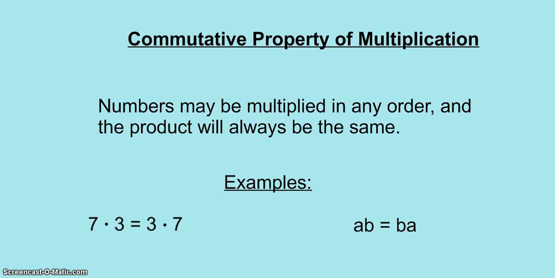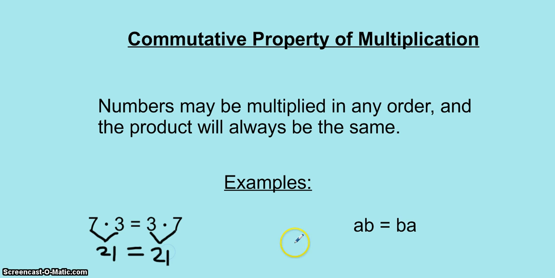The commutative property of multiplication. Numbers may be multiplied in any order, and the product will always be the same. So for example, just like with the addition, again the numbers will commute to different places. They will just switch places. They're commuting. They're traveling. Okay, so 7 times 3 is 21. And that is equivalent to 3 times 7, which is also 21.